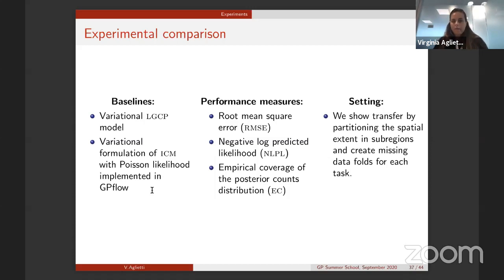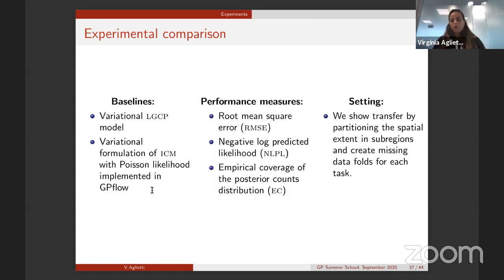I'll compare the methods looking at the root mean square error, the negative log predictive likelihood, but also the empirical coverage. So the idea of the empirical coverage is that we don't only focus on estimating the intensity function, but we sample from the posterior distribution on the intensity, and we recover an empirical distribution for the counts, and we check whether the actual number of counts that we observed in the data is contained in this empirical count distribution that we recover.